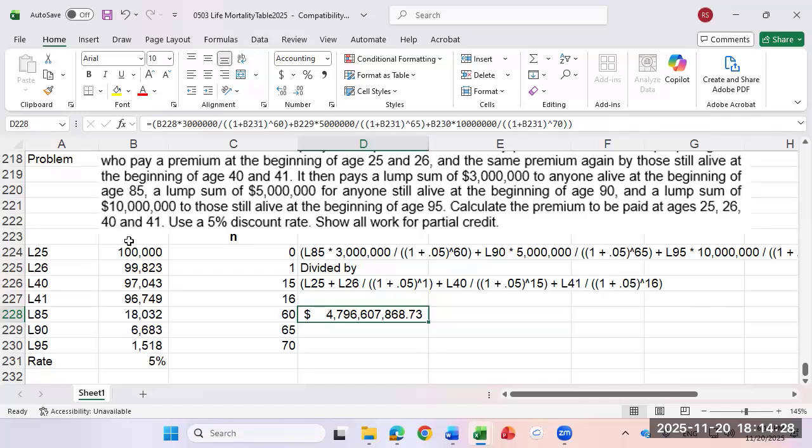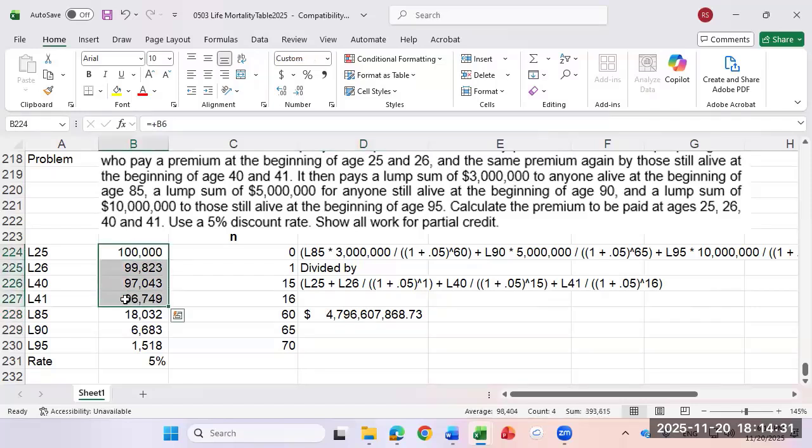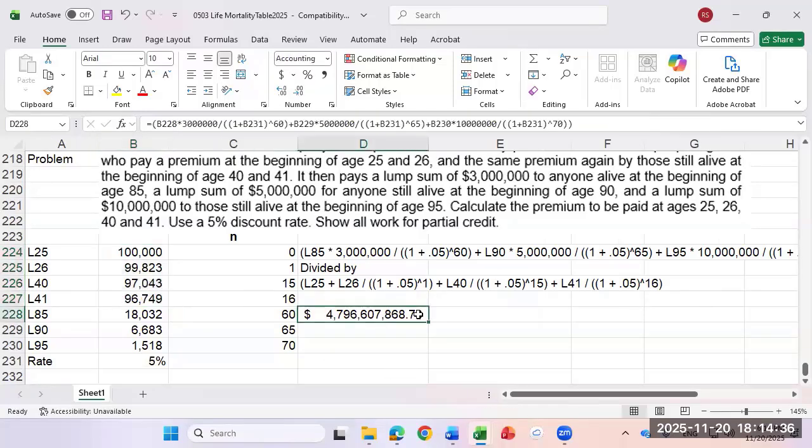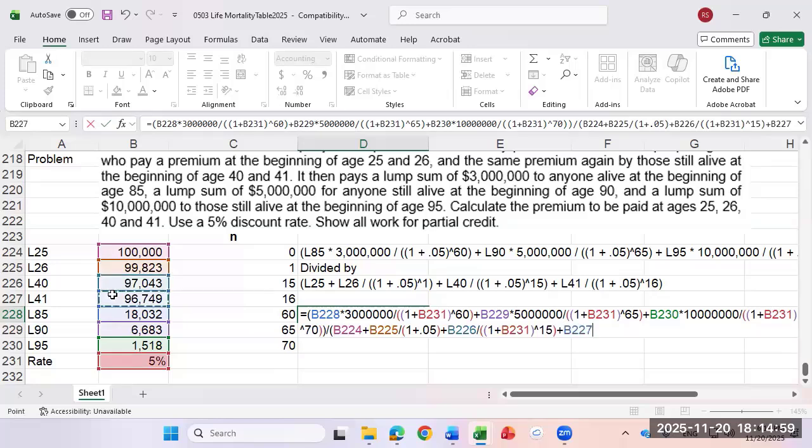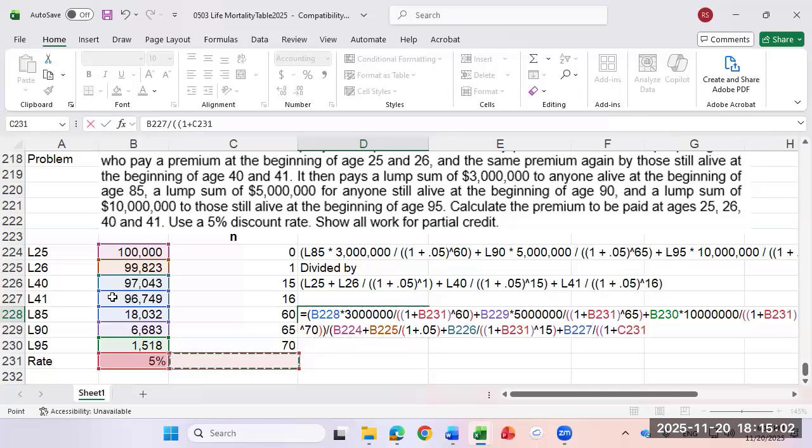but we have 339,000 people paying a premium. So when we figure out the premium, we've got L25 plus L26 divided by 1 plus the rate, plus L40 divided by 1 plus the rate raised to the 15, plus L41 divided by 1 plus the rate raised to the 16th.